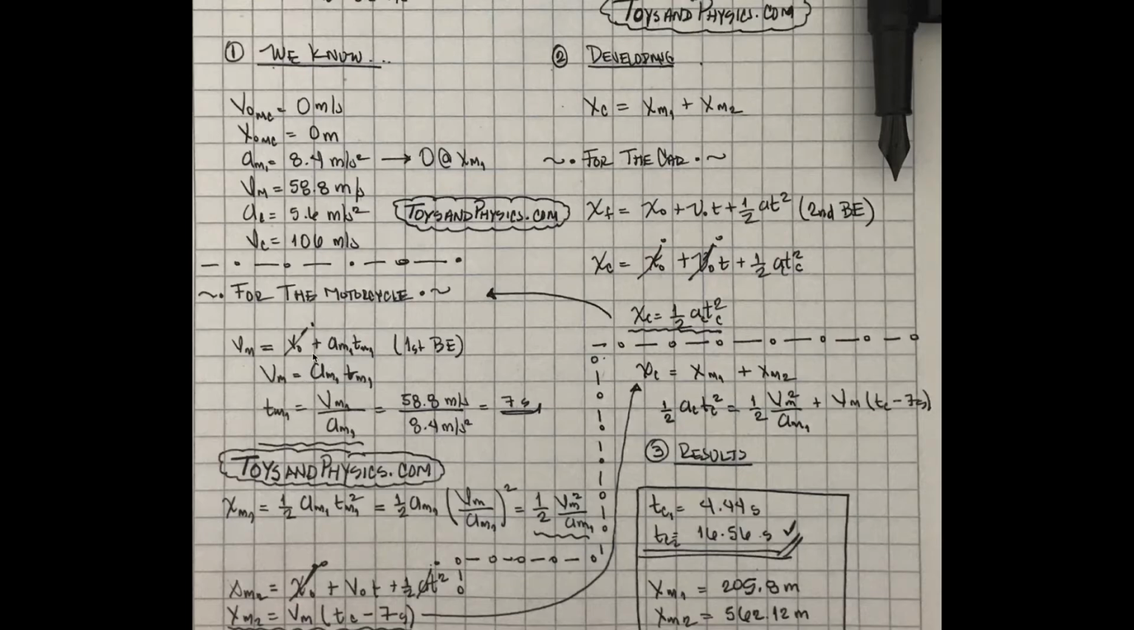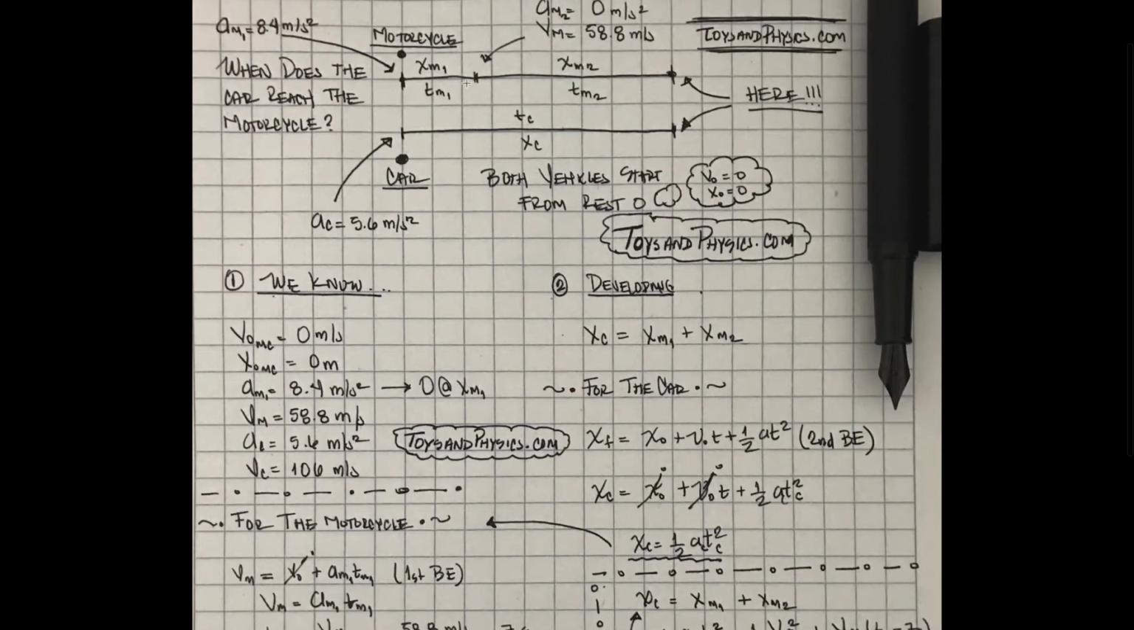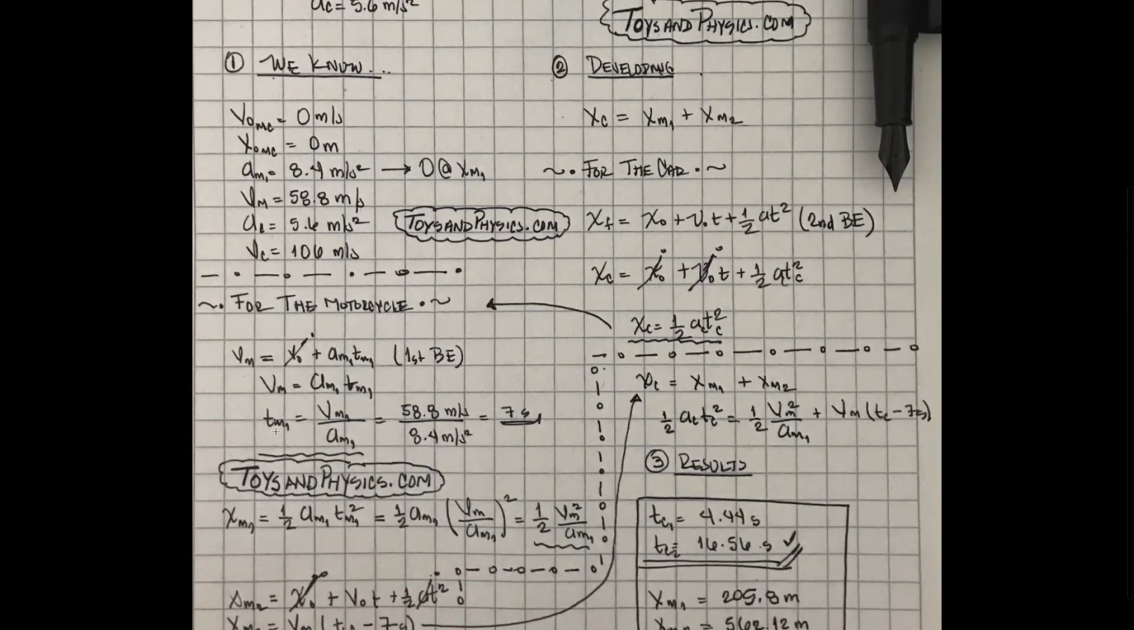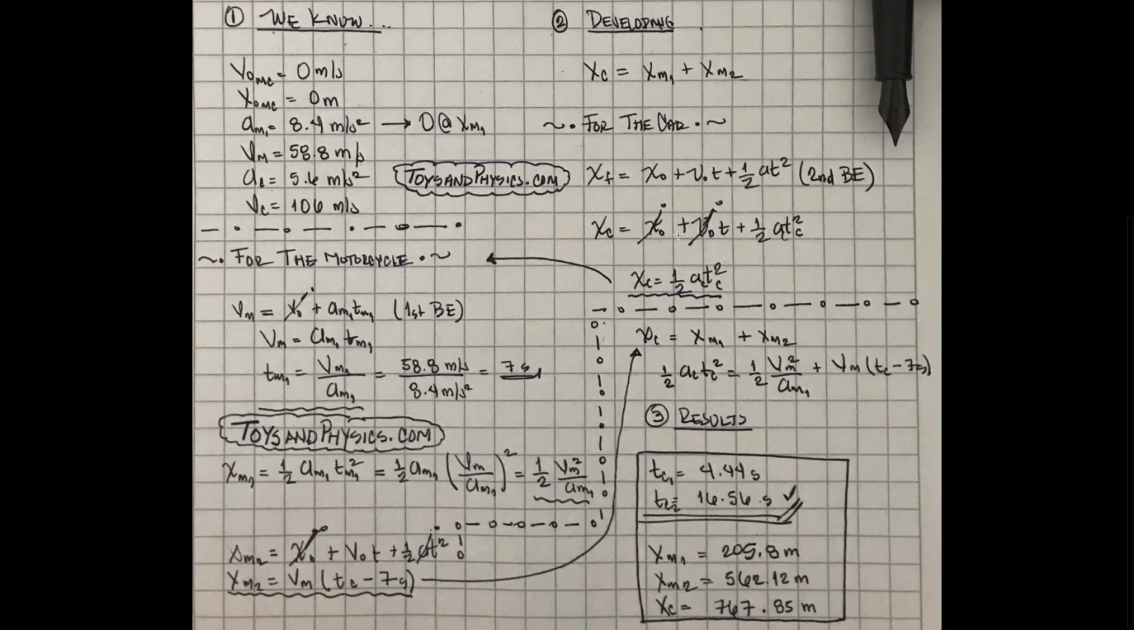So we have both of these terms, and we can find the time it takes for the motorcycle to go from here to here. We do that by solving for Tm1, that is Vm1 divided by Am1, which is 58.8 meters per second divided by 8.4 meters per second squared, right? That leads to 7 seconds. That's something important we have to do before going into the equations of xm1 and xm2, because eventually you'll notice it's a piece of information that we'll need.